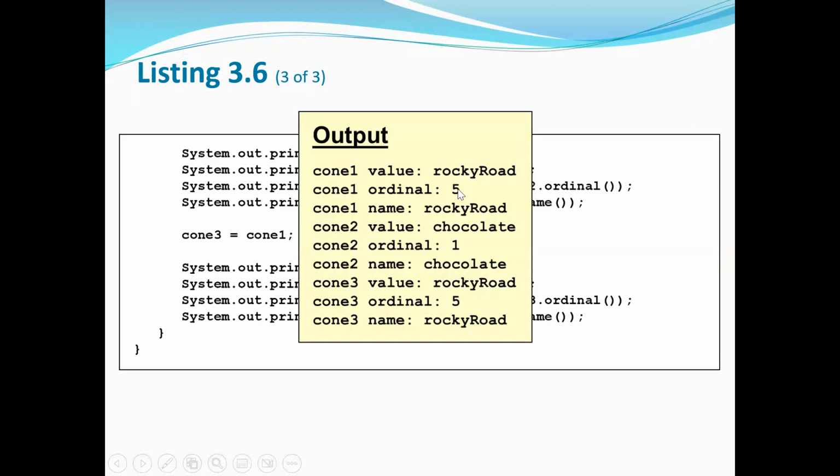Rocky Road is in the 6th position, so the ordinal will be 5. Then chocolate also is in the 2nd position, so the ordinal is 1. We assign con1 to con3 and we print the content of con3. So the content of con3 is the same as con1. We have Rocky Road, 5, and Rocky Road again.